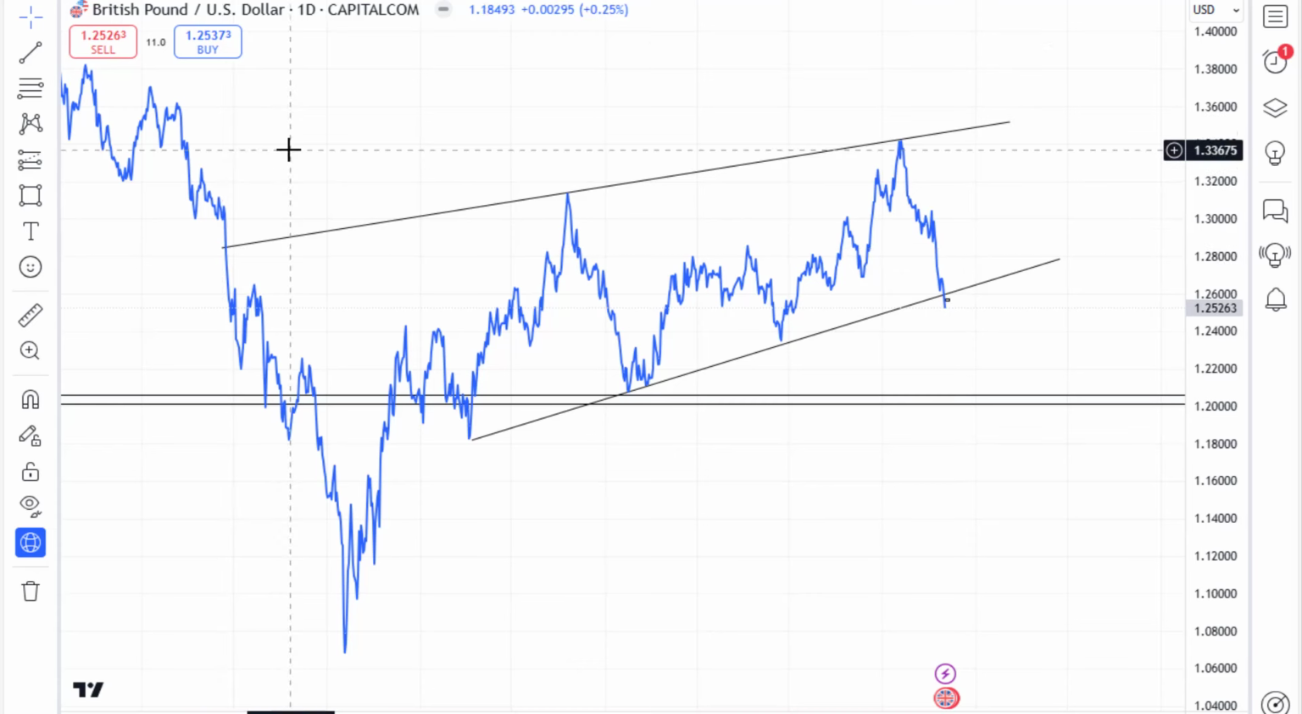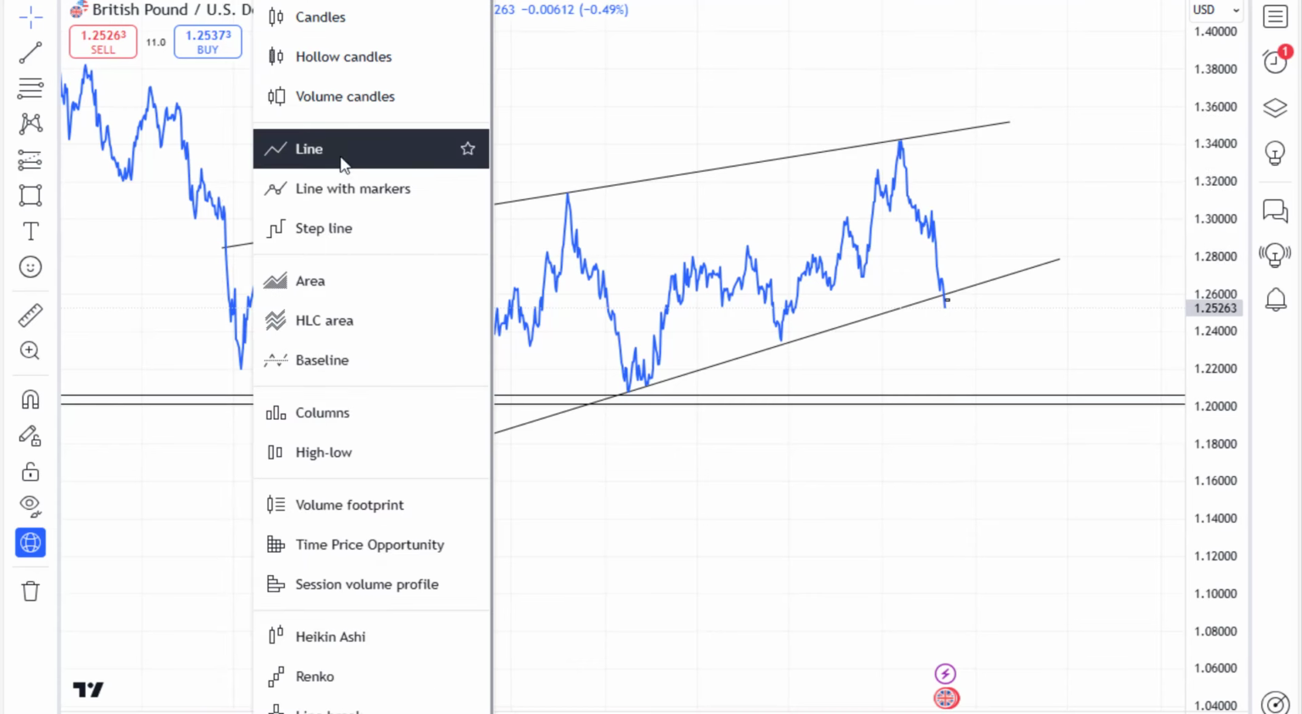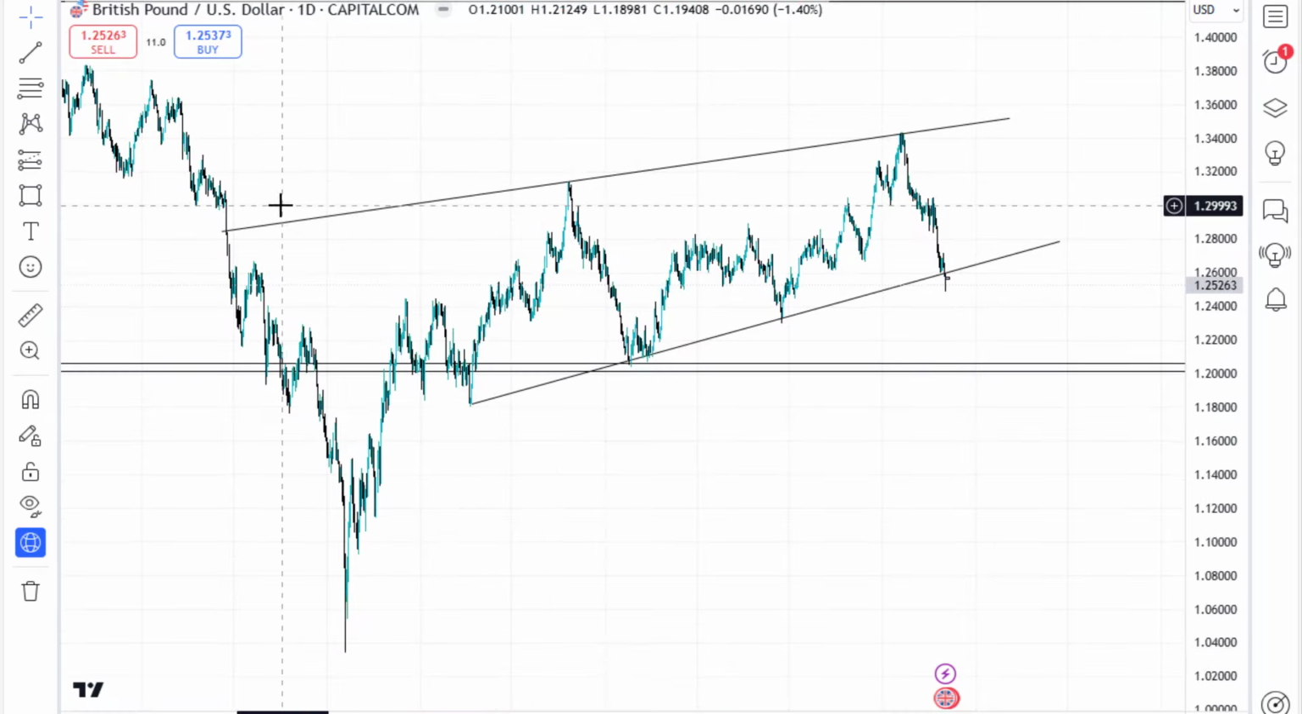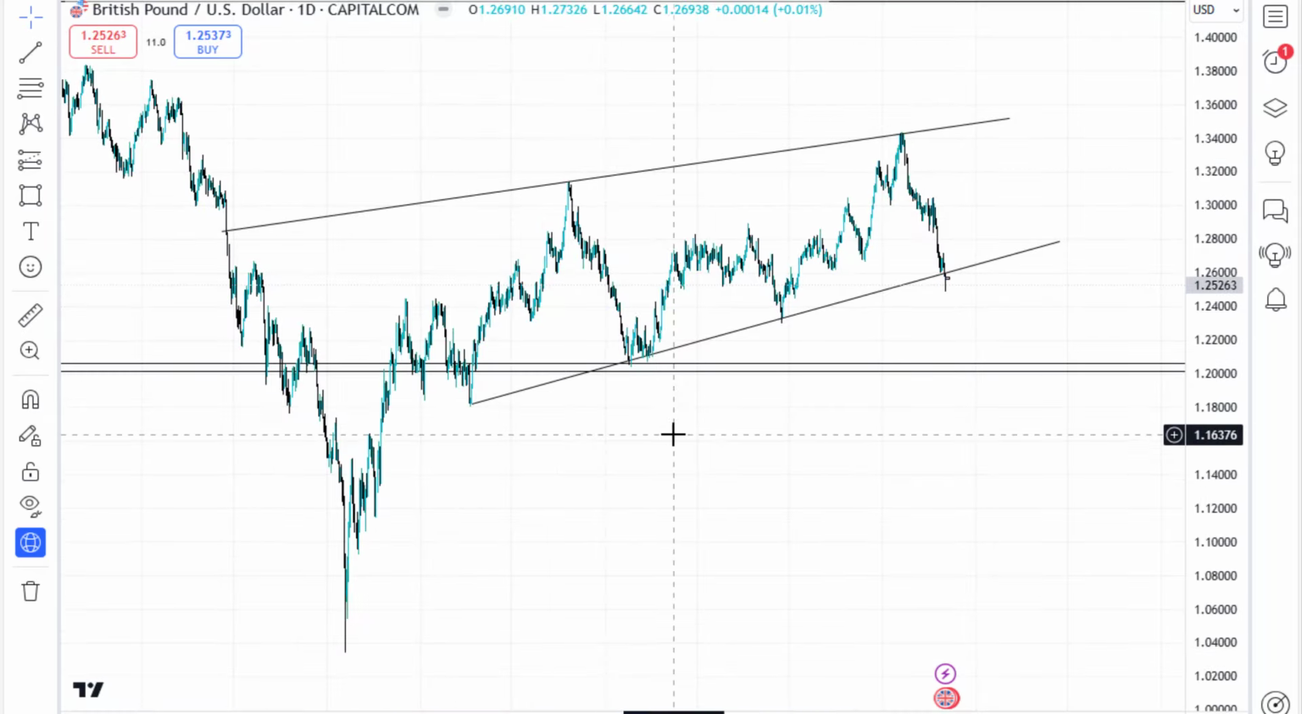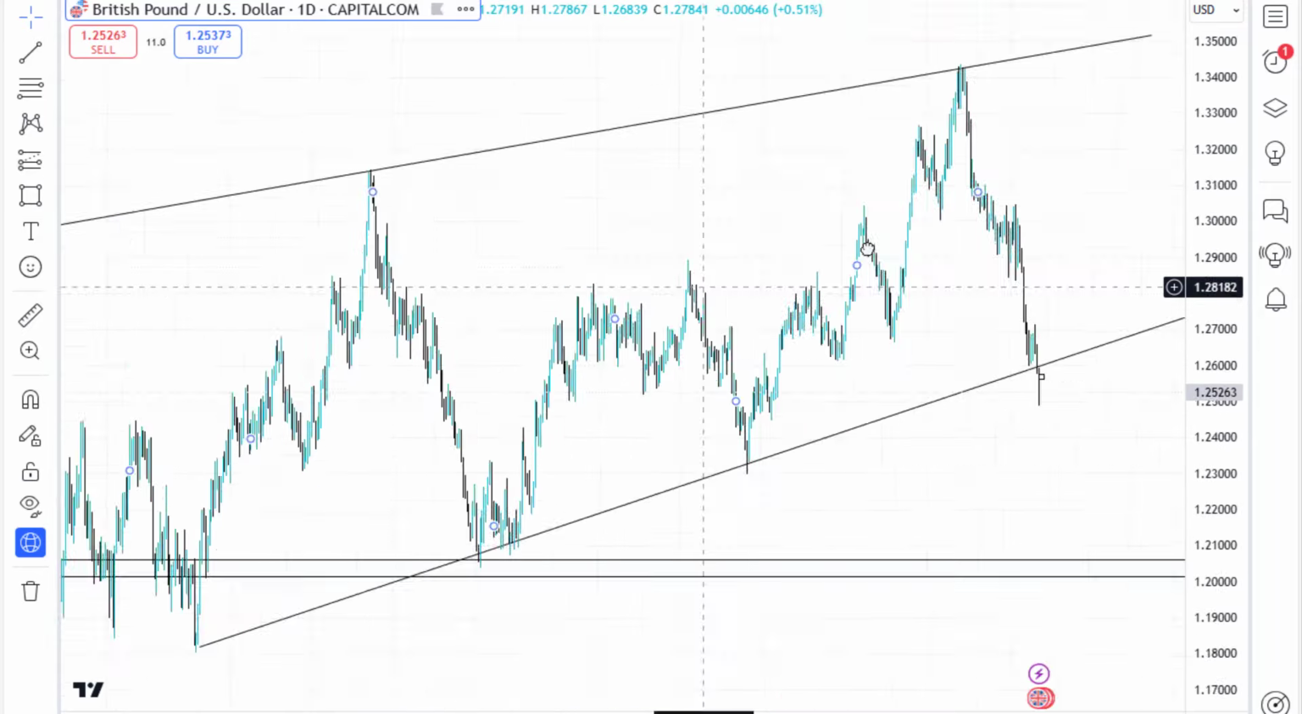But if you are not familiar with line charts, you can use your normal candlesticks right here, okay? But you see that it's still concise right here. You can still get the touches as you want, right?